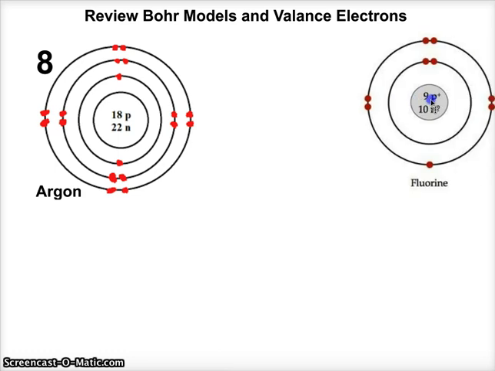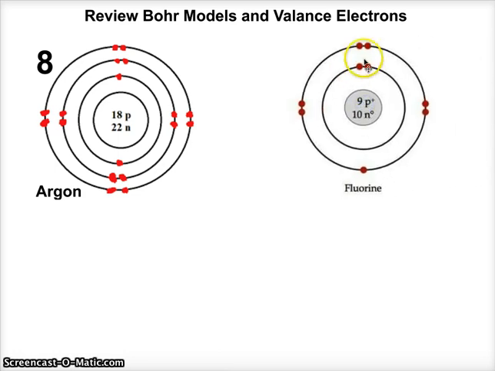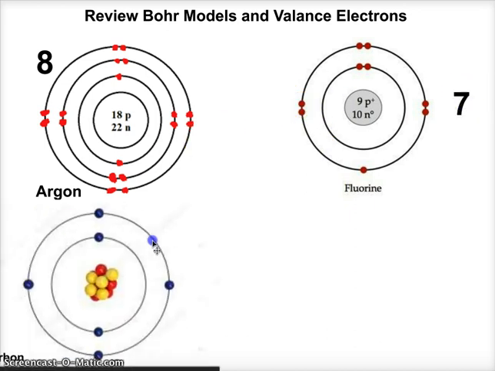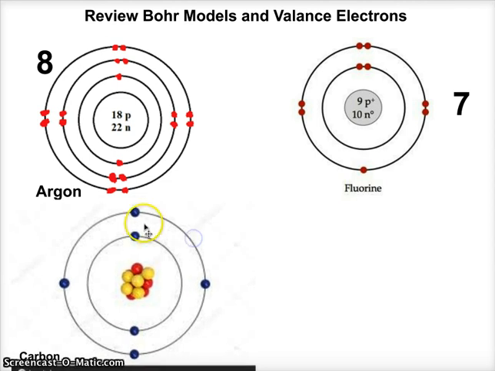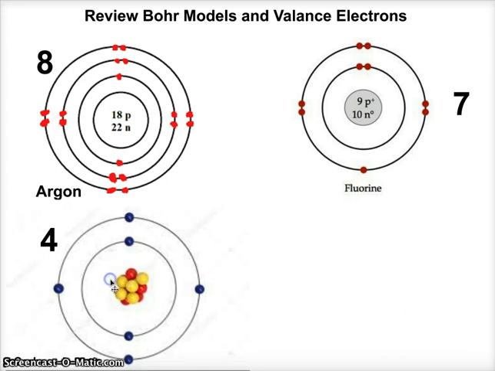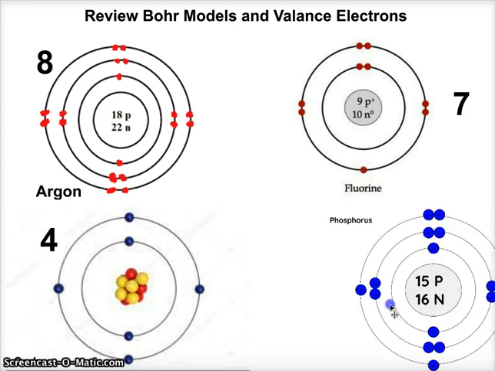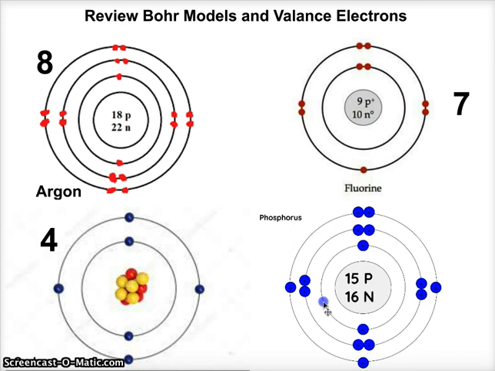So a couple other examples. We have fluorine, and it has 1, 2, 3, 4, 5, 6, 7, so its valence electrons is 7. We have carbon here, who has 1, 2, 3, 4 valence electrons on the outside ring. And then last but not least, we have phosphorus, who has 1, 2, 3, 4, 5 valence electrons.